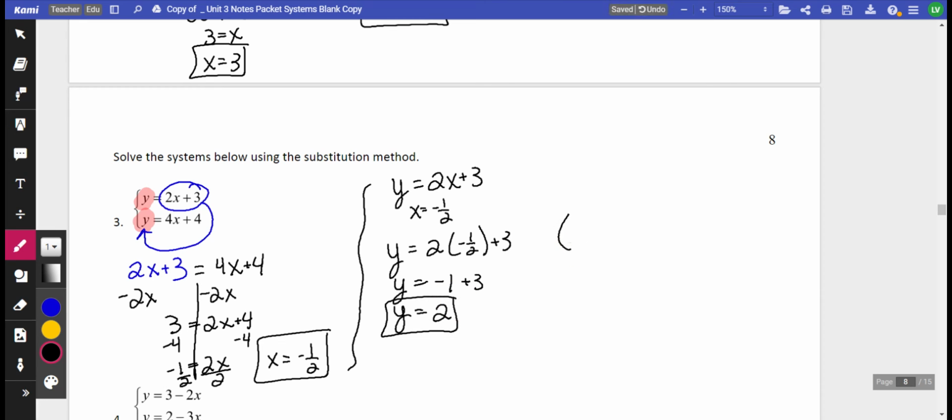Because this isn't a word problem, I just write my answer as an ordered pair. Negative 1/2, comma 2.